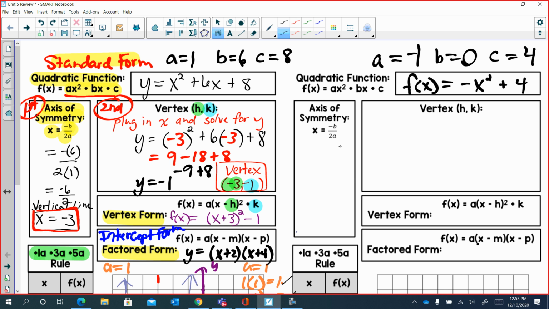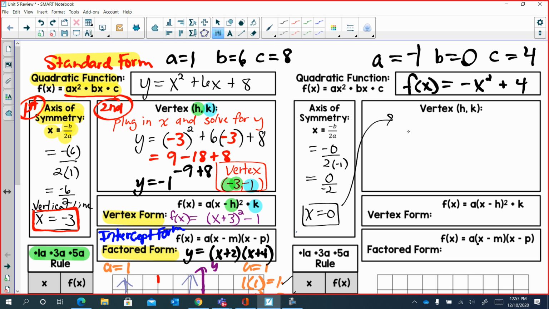-B over 2A. Well, that would have been a -0, which really is not possible, over 2 times -1, right? Well, guys, we're dividing here, right? Whenever you divide 0 by any number, what is the answer? 0. So this is just x equals 0. We're done. Okay? So now to get to the vertex, what do we have to do? Plug it in.